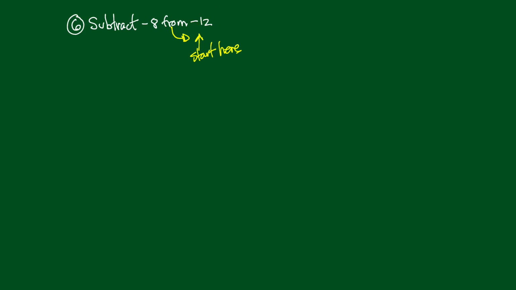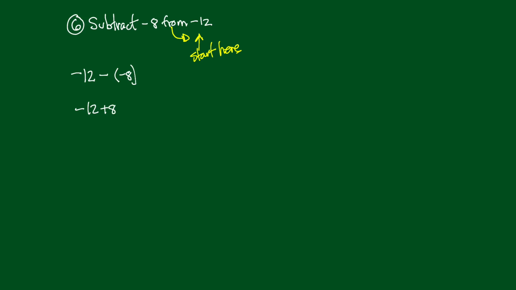Now what I want to do is subtract negative 8 from negative 12. So let's write this. I'm going to start here with the negative 12, and then I'm going to subtract negative 8. Okay? You see it? From negative 12, I'm going to subtract negative 8. Now this is a subtraction, so I'm going to change subtraction to addition of the opposite. The opposite of negative 8 is 8. So we're going to have negative 12 plus 8.